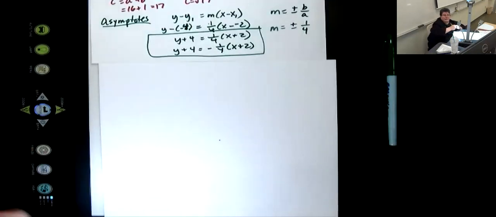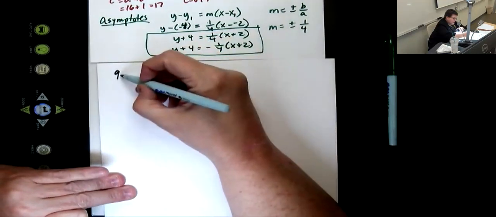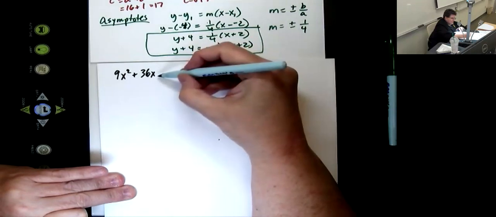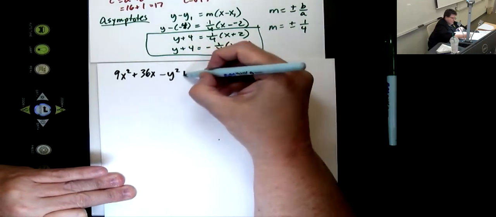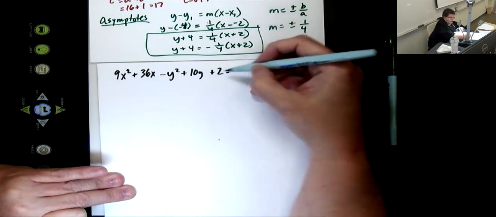So let's do one more complete the square here. We're going to do 9x squared plus 36x minus y squared plus 10y plus 2 equals 0.